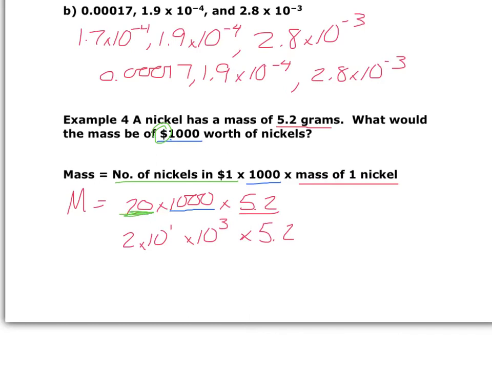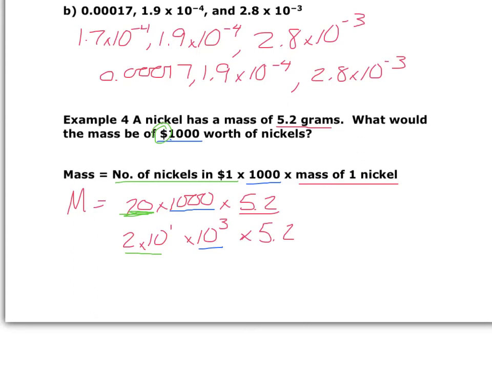Then we have to figure out how many nickels I have in a dollar, and that's why I put 20 right there. And then what I basically did is I broke down 20 and 1,000 into powers of 10, multiples of 10 to a power. So if I take 2 times 10 to the first power, that's going to be equal to 20. If I take 10 to the third power, that's going to be equal to 1,000. So I haven't changed anything in the problem. I've just made it easier for myself.